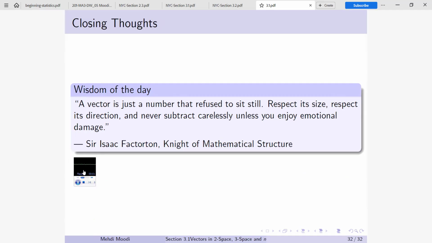Today the big ideas were direction, magnitude, components, and vector operations. Once vectors become coordinates, the geometry and algebra shake hands. Beautiful, efficient, and slightly intimidating, like a well-dressed ninja.